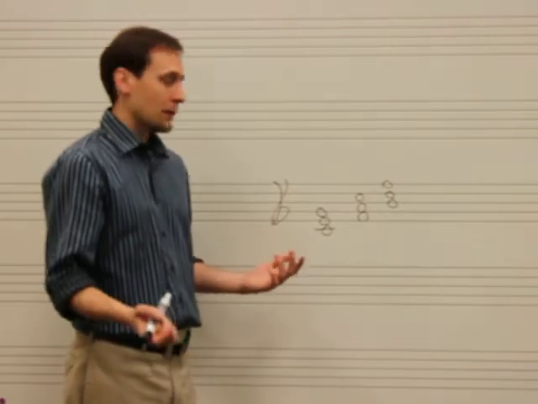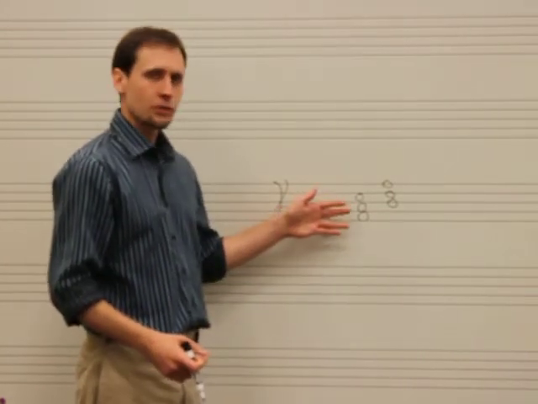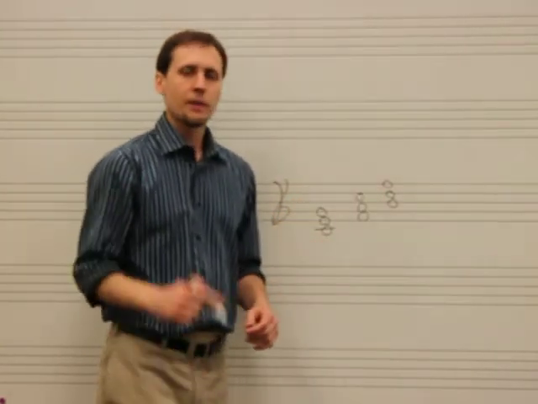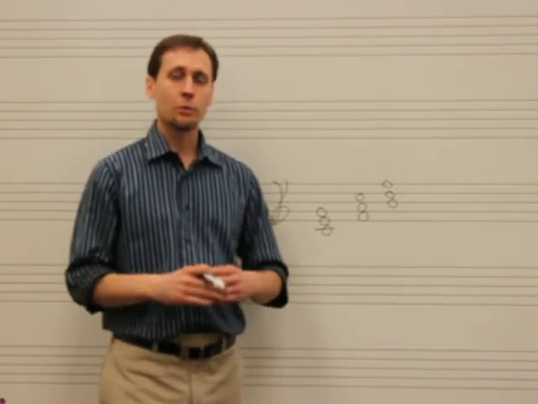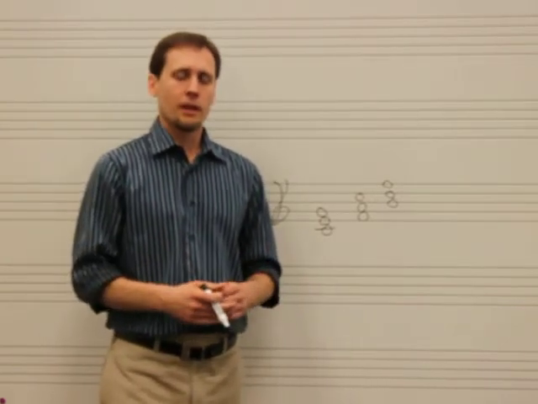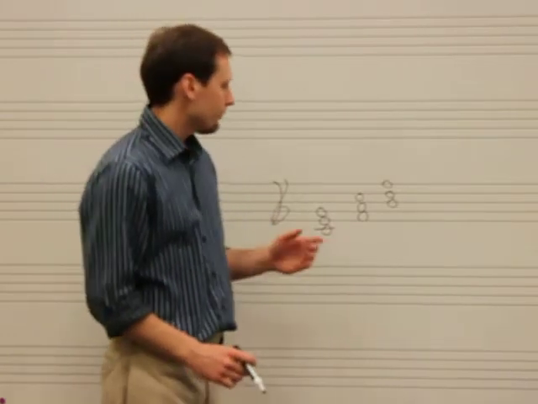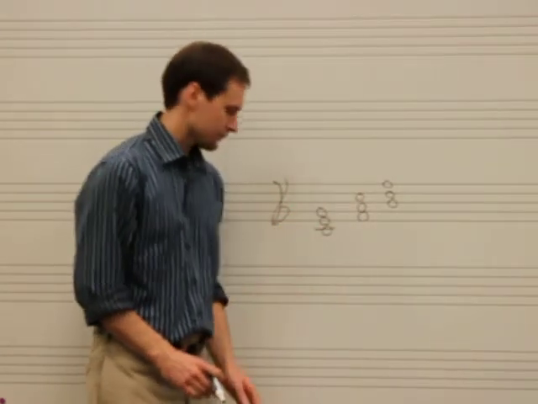Now, you might notice just by looking at it that this is a good visual reference. To build a triad, we have either all spaces or all lines. And that's specifically for building triads in what we call root position. And we're going to talk a little bit more about that in the next lesson. But that is a good visual reference of either all lines or all spaces.